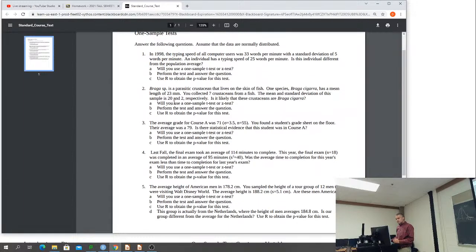The key thing for us is choosing the test. Are we going to do a t-test or a z-test for each of these questions, and then actually running the test? Our exam will have two different parts to questions like this. We'll have a section where I give the question, and you just tell me, is this a t-test or a z-test? So knowing which test to use. And then there's going to be a separate part where I'll tell you, use a t-test to answer this question, or use a z-test.